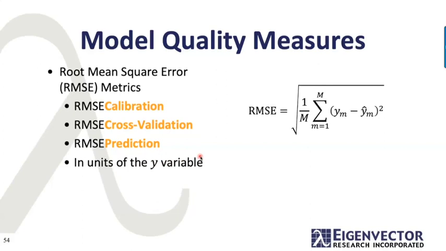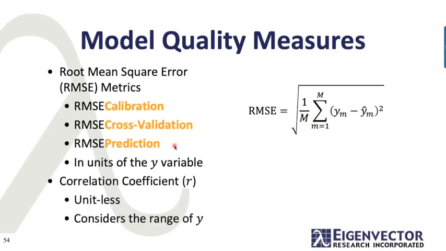And here's how we get a root mean square error. Basically, what we do is we take the deviations between our property of interest and its estimated value from the model, take those differences, square them, add them up, take their mean, that's the 1 over m, how many of them there are, and take the square root of that. So it's the root of the mean squared error. And we have three ways to calculate that error: the error of calibration, cross-validation, and error prediction.